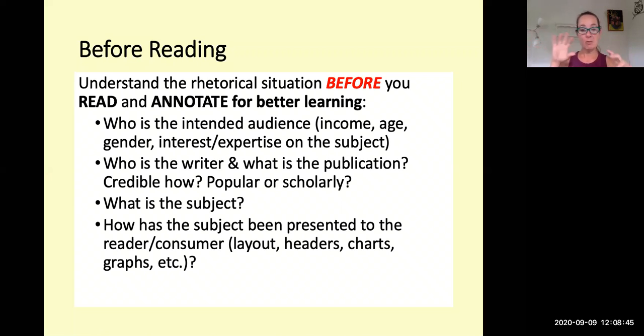So you just want to flip through and look at the layout of it. Are there headers, are there charts, are there graphs, are there visuals? Get a sense of it before you sit down and actually start reading it.